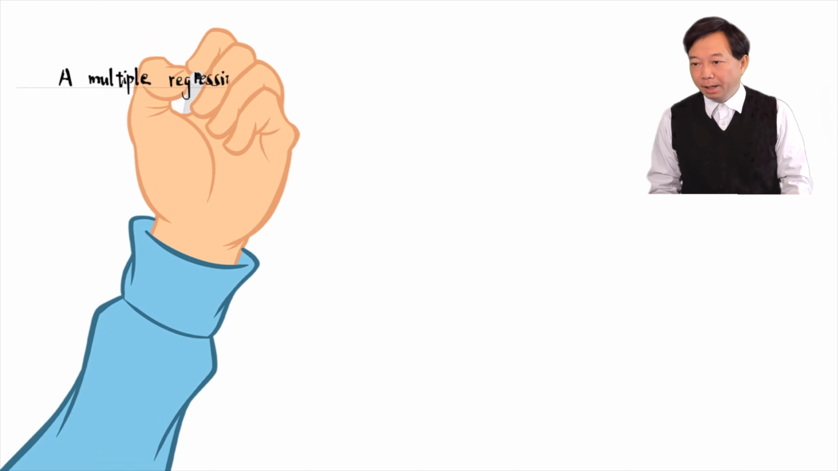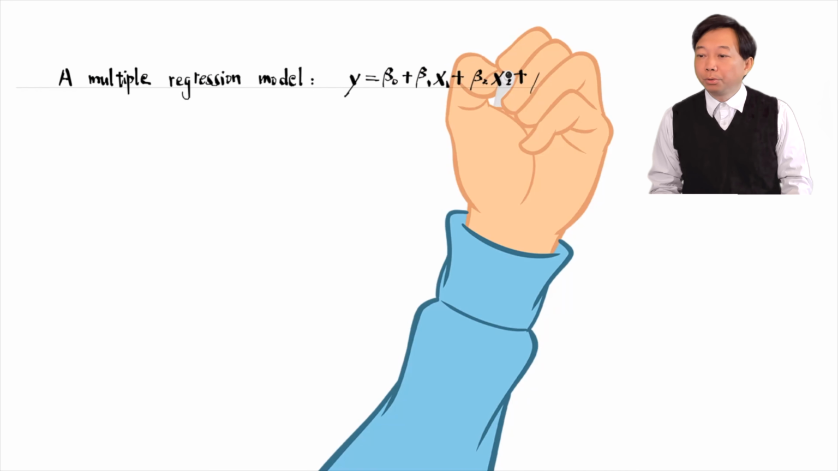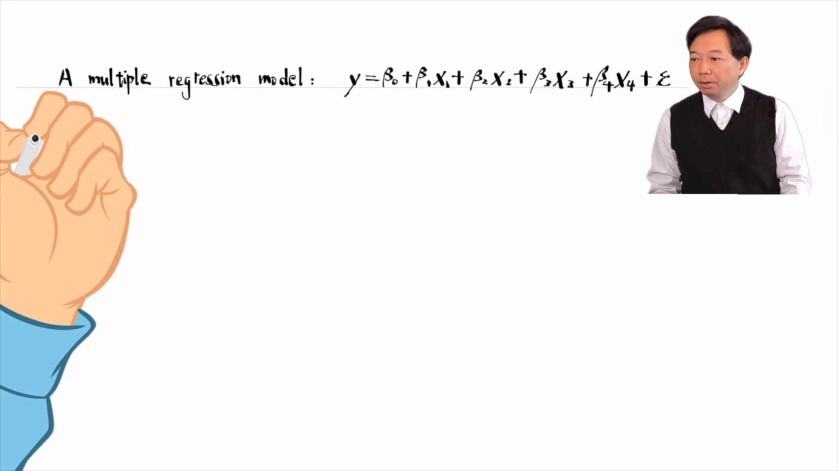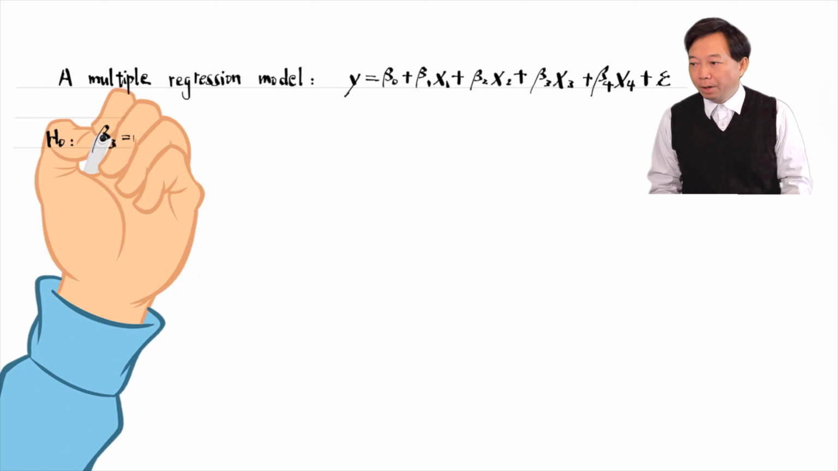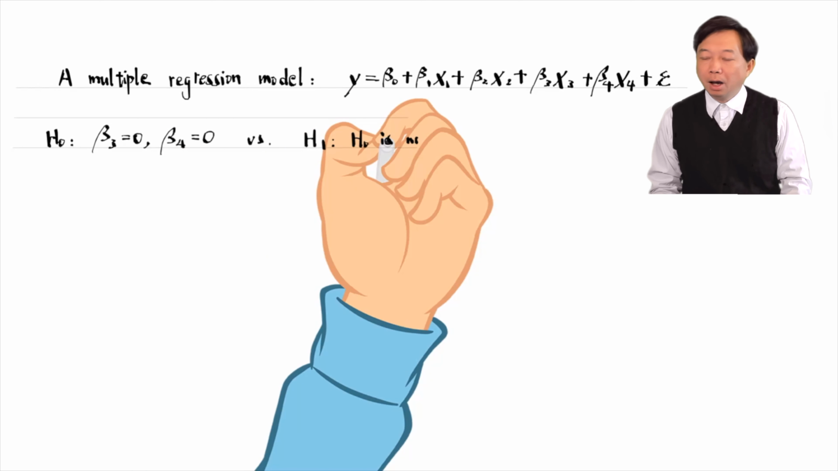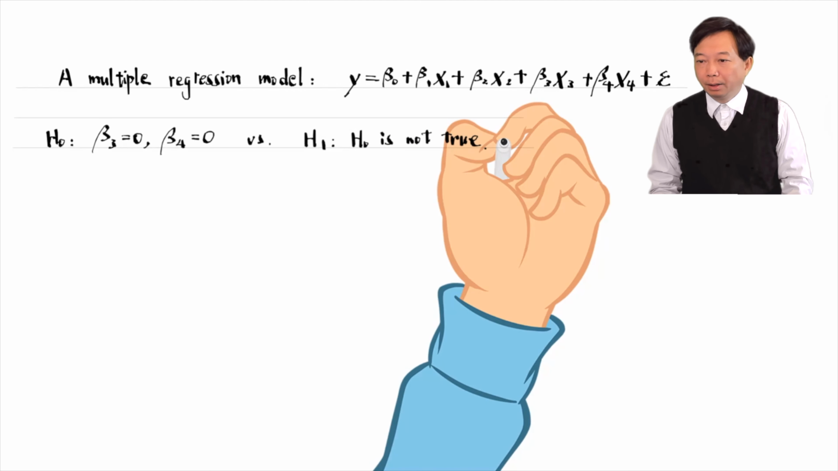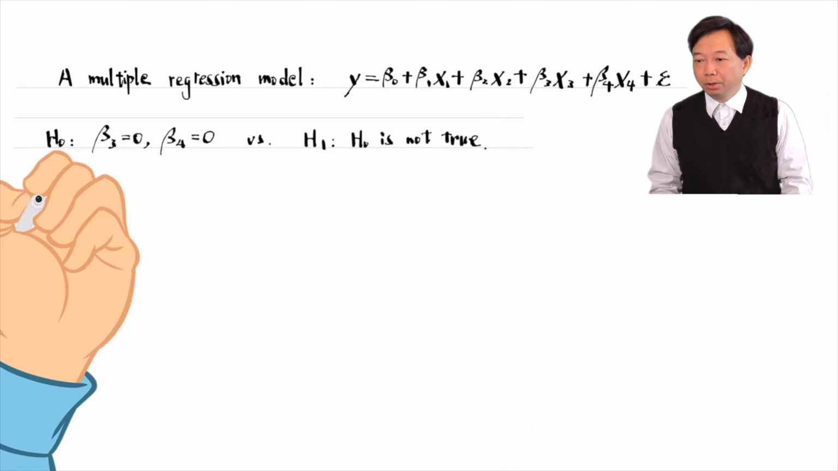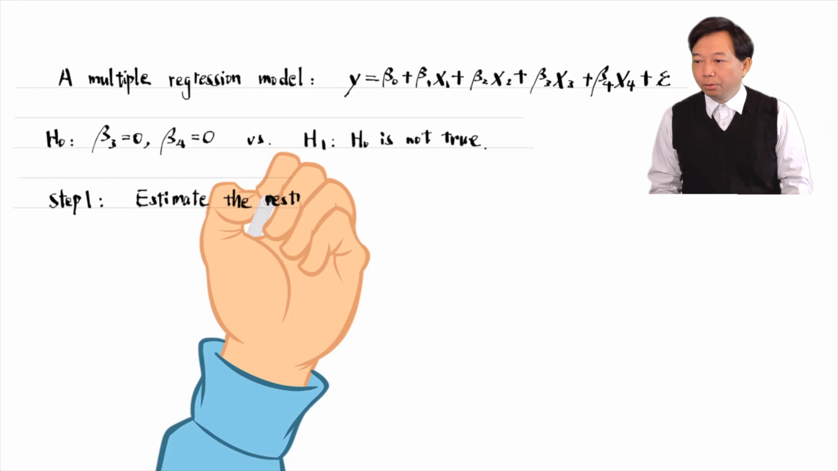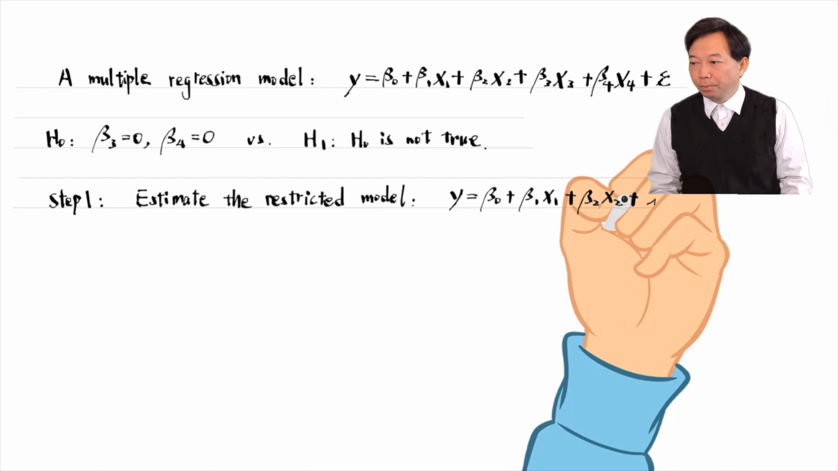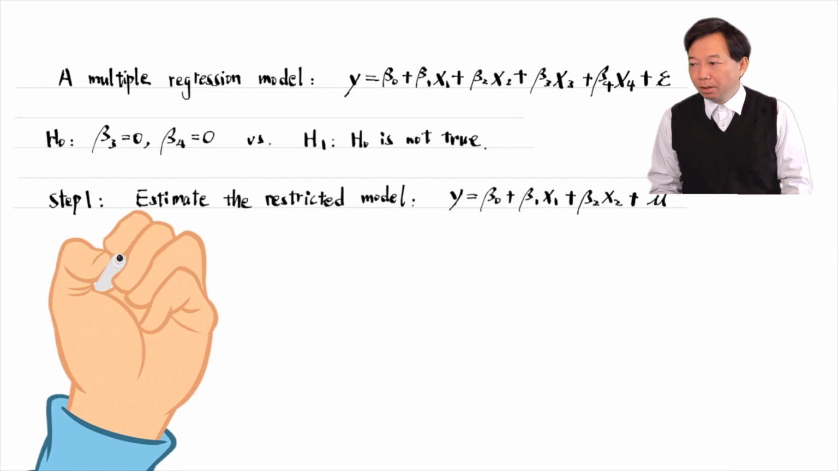How to do the LM test? It involves two regressions. The first is the restricted regression. Suppose the population model has 4 explanatory variables. The null hypothesis we want to test is that the population parameters of the last 2 variables are 0. They are multiple exclusion restrictions. The restricted model is as follows. We estimated and obtained the residuals mu hat.